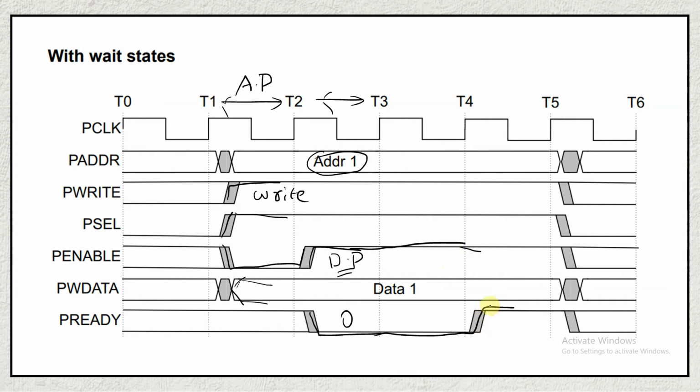Whenever your PREADY is equal to 1 from the slave, then the master ends its data phase. Till your PREADY becomes 1, the master is not allowed to end its data phase. It is going to extend its data phase, so this is nothing but an extended cycle. Whenever your PREADY becomes 1, in the very next cycle your master is going to end the phase. So this is how we insert the wait states.